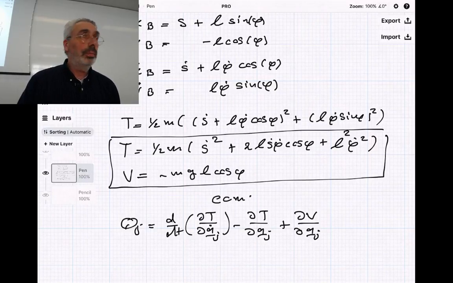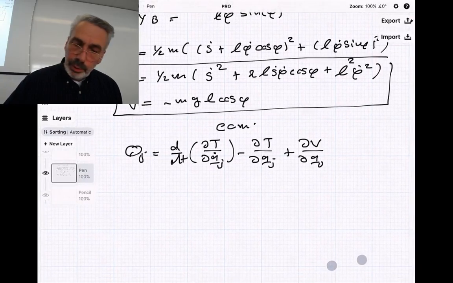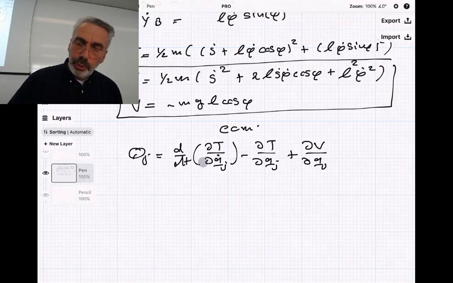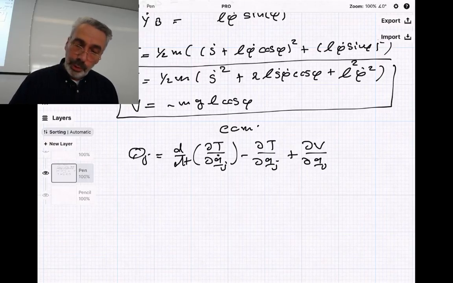So just go through the motion, and I will make a little start now. We have some minutes. So what ingredients do I need? I need the time derivative of the kinetic energy with respect to the speeds, and then here the kinetic energy with respect to the coordinates, and this is also a simple one. So let's first do d/dt of ∂T/∂s dot.